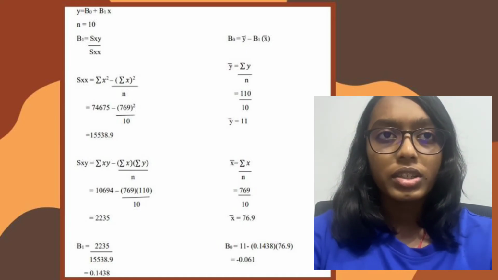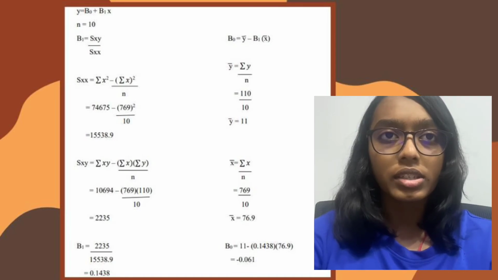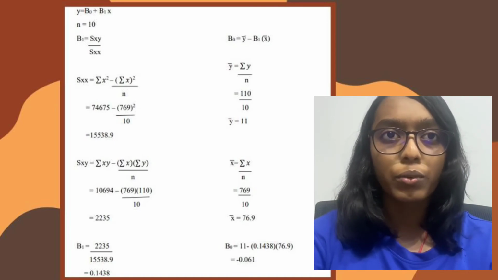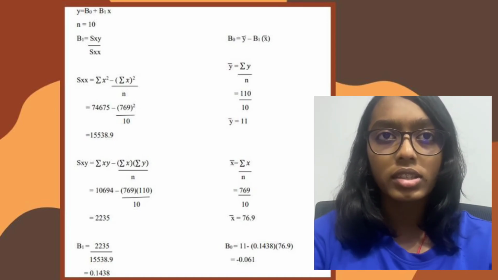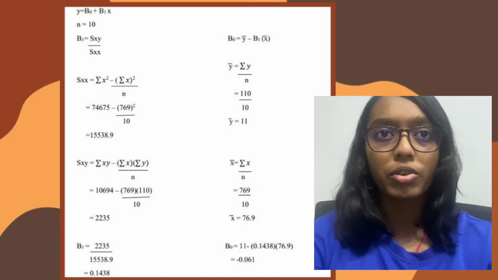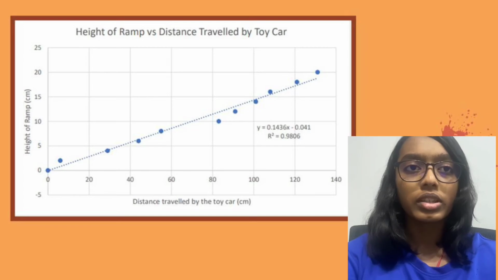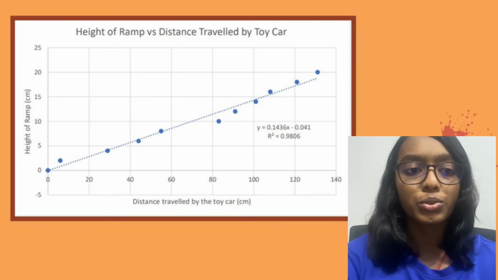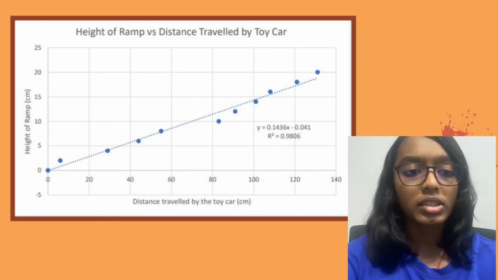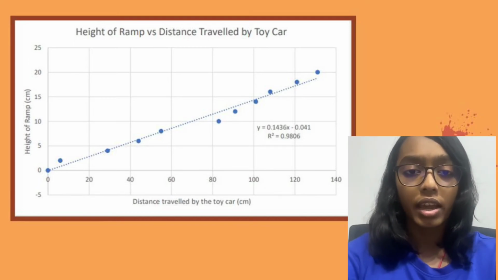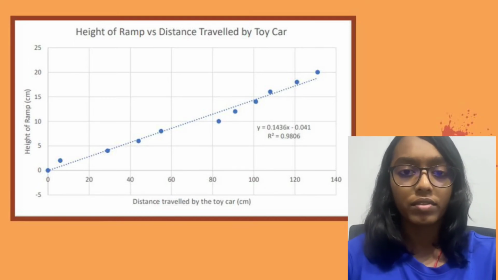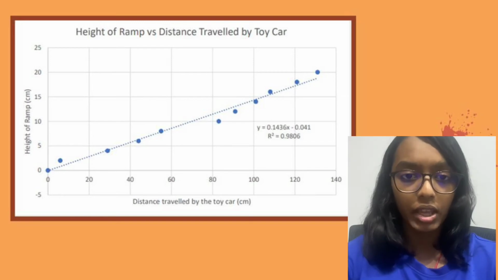So the equation of the regression line is y equals 0.1438x minus 0.061. The next thing to do is choose two random x numbers and then find the value of y using that equation, and then sketch the line of regression onto the graph. That's all from me. Thank you.